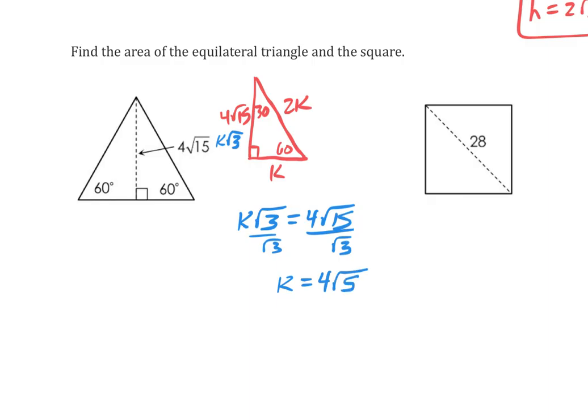And I get 4 radical 5. Okay, that is this piece right here. So if that piece is 4 radical 5, then the piece over here is also 4 radical 5.